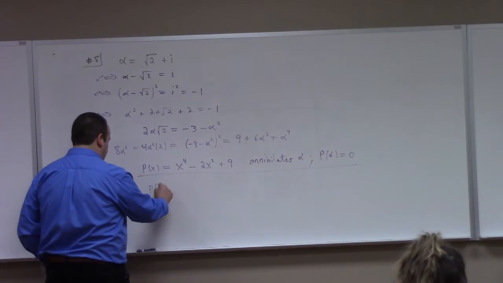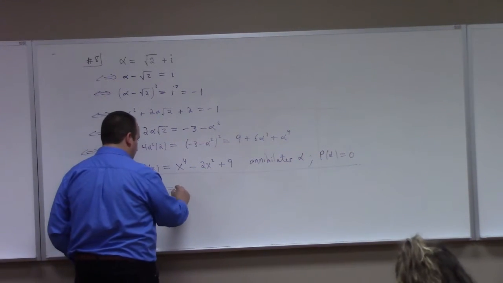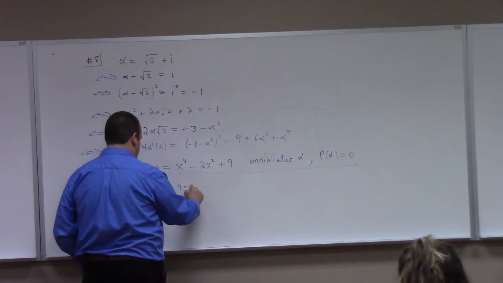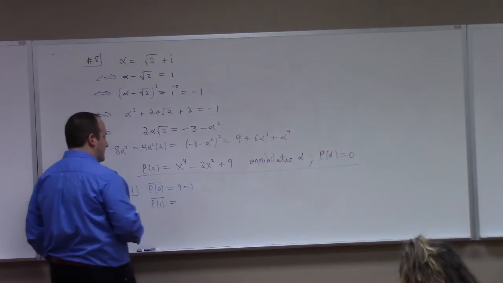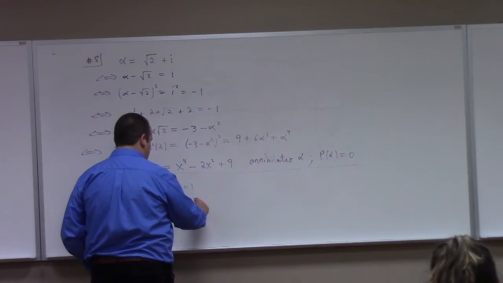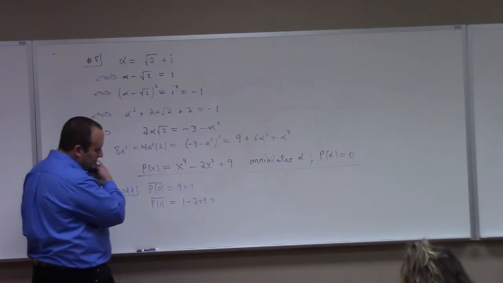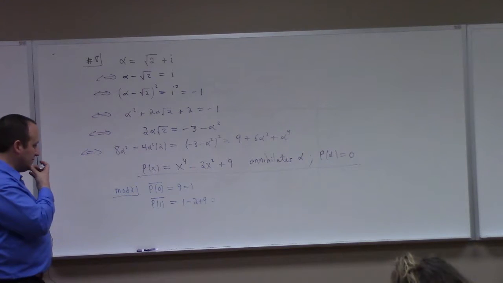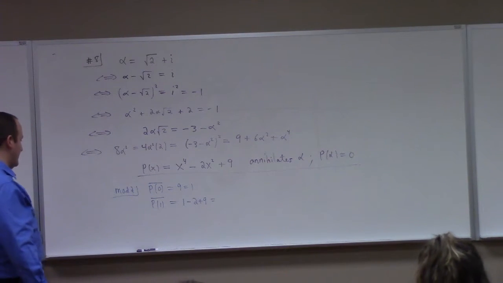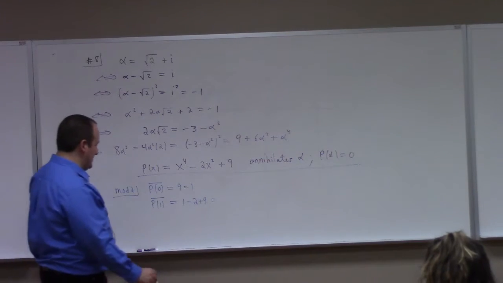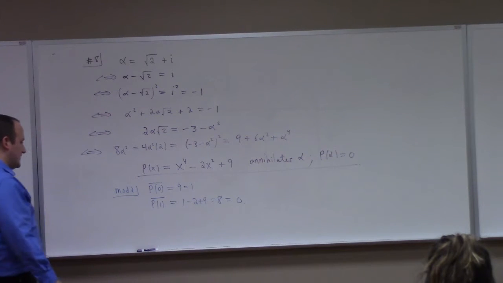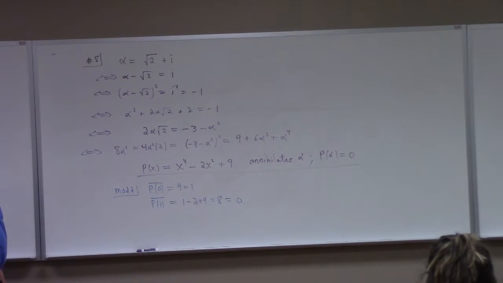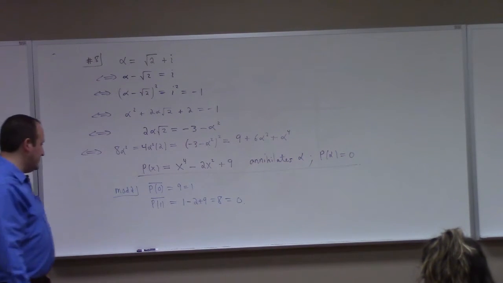So P of 0 is 0, 0, 0, 9, which is 1. How about if I plug in 1 into the reduction? I get 1 minus 2 plus 9, which is 0? Is it 0? It's 8, which is 0. Curses. That doesn't mean that it reduces. That just means that the mod 2 reduction test didn't work, right? We just have to find one.